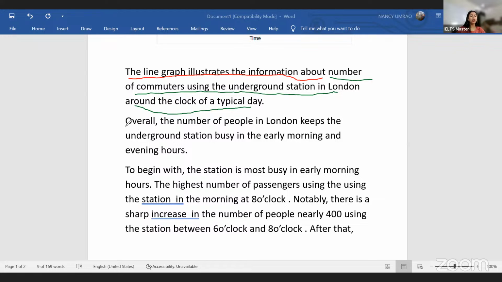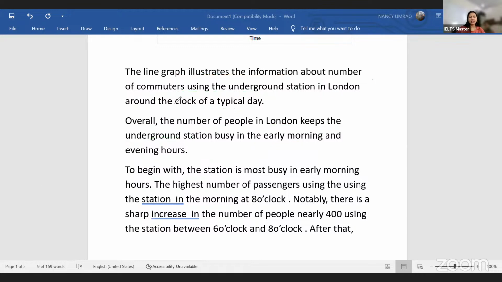Coming to the overall, you will always start the overall with this word only, overall. After overall, you will be writing the subject. What is the subject? The subject is the number of people in London using the underground station in early morning and early evening hours. Getting? Then coming on to the body paragraph.